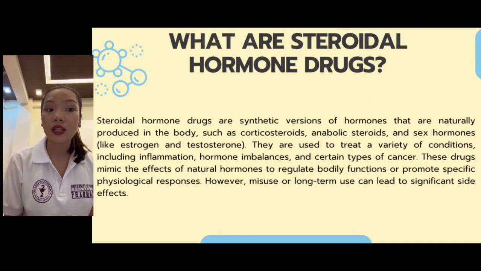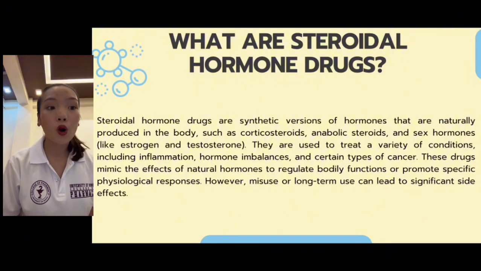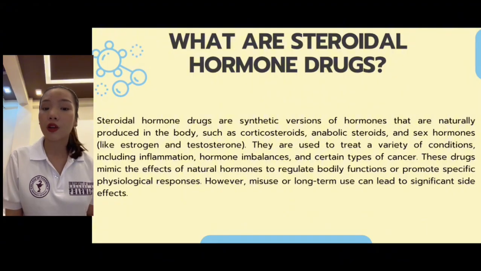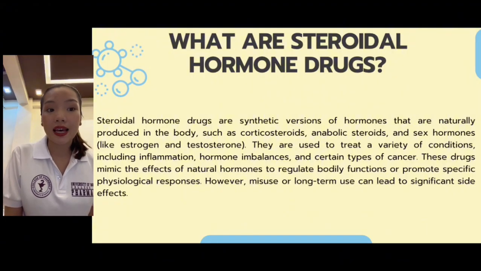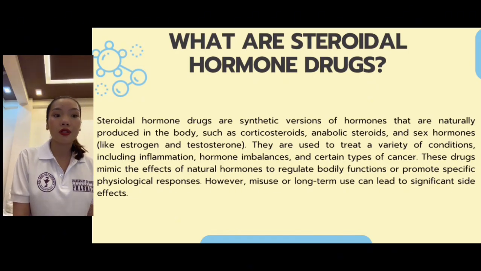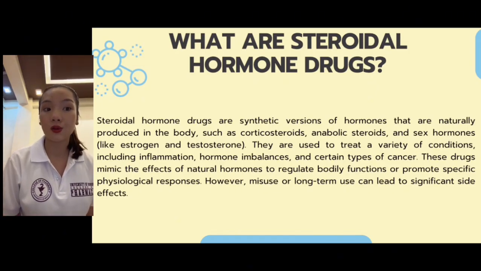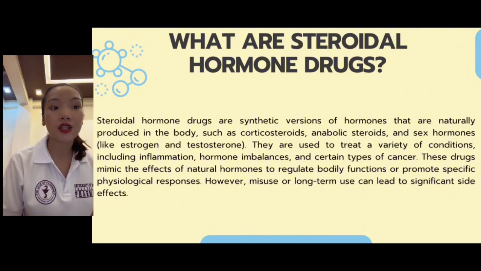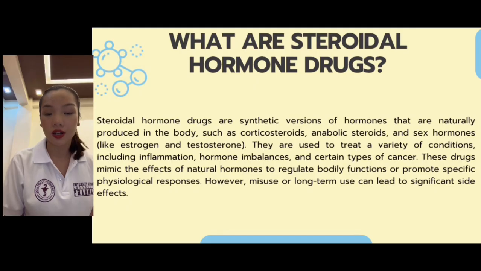They are widely used in medical treatments for various conditions, including inflammation, hormone imbalances, and certain types of cancer. These drugs mimic the effects of natural hormones to regulate bodily functions or promote specific physiological responses. For instance, corticosteroids like prednisone are commonly used to suppress inflammation in autoimmune diseases, and this will be discussed also later on. While anabolic steroids are used to promote muscle growth in conditions like muscle wasting disorders.